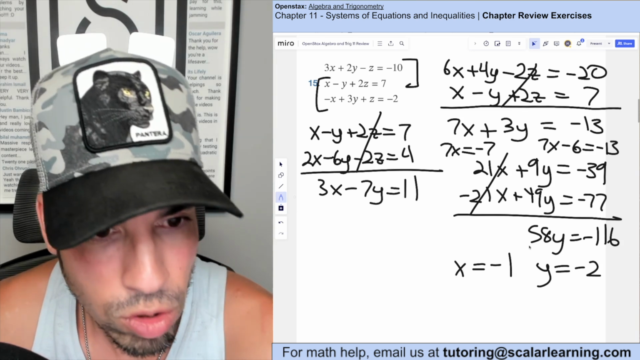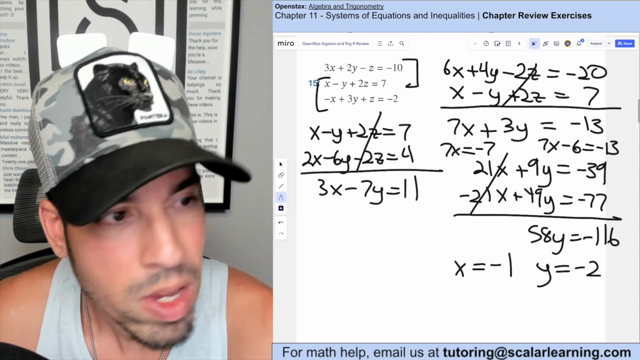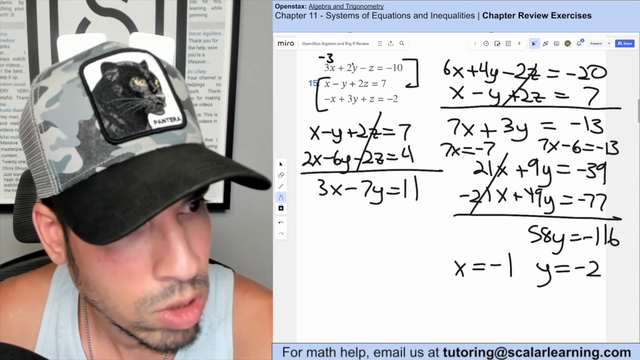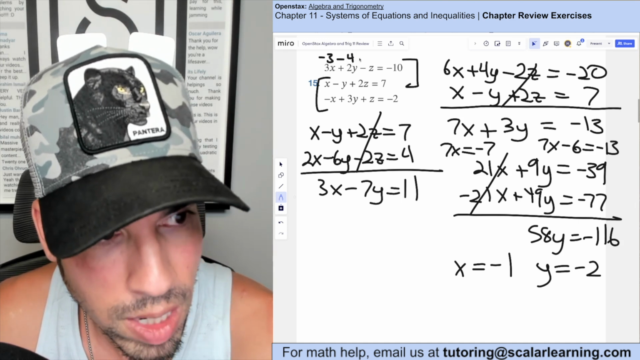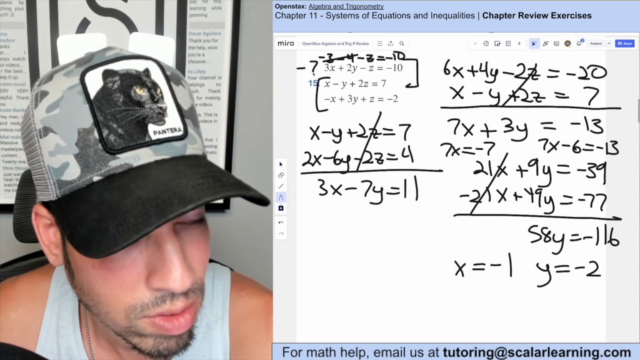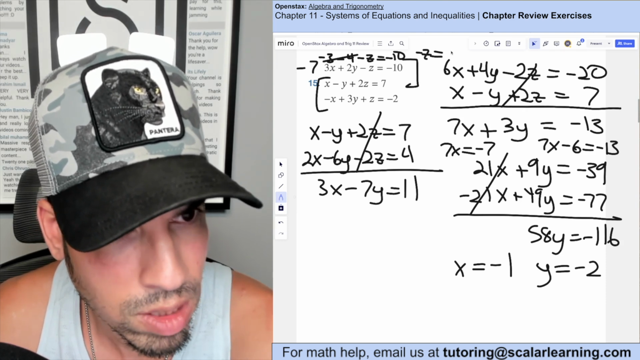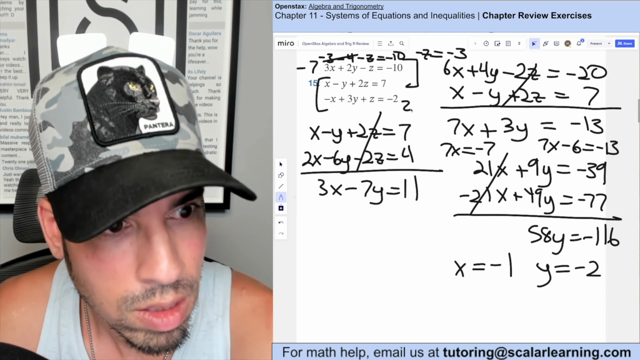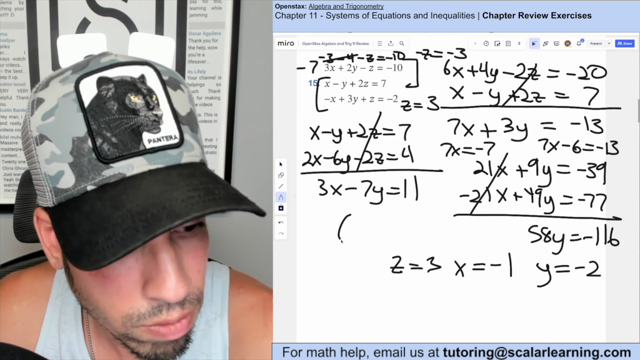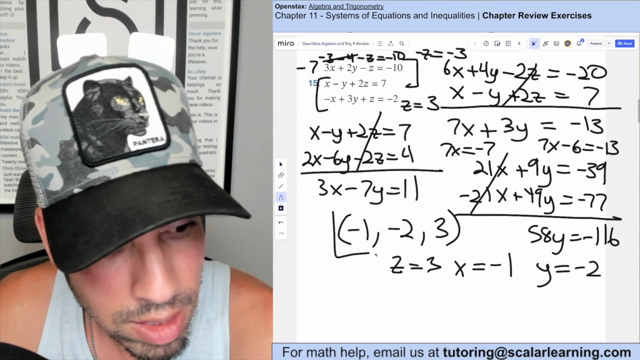Last but not least, we can solve for z. Let's plug into the top one. We can do any of them, it doesn't matter. 3 times negative 1 is negative 3. 2 times negative 2 is negative 4, so minus 4. And then minus z equals negative 10. That is negative 7. We add 7 to both sides. Negative z equals negative 10 plus 7, which is negative 3, which means z equals positive 3. All right? So in coordinate format, we say negative 1, negative 2, 3. That's how you do it.